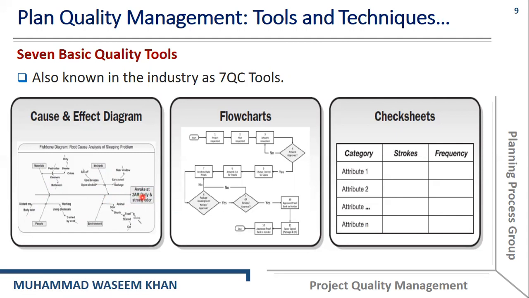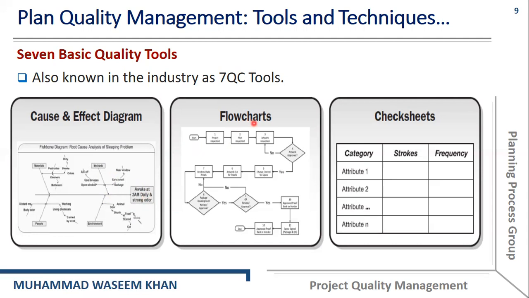So in this way, we can identify the root causes of a particular problem. Okay, so when we eradicate those root causes, we can eradicate this particular problem. So this is called the cause and effect diagram.